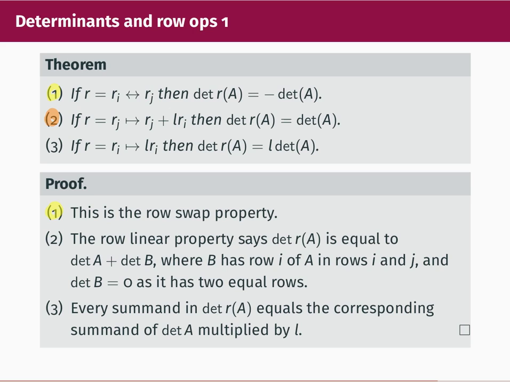Secondly, if you add a multiple of row i to row j, so L times row i to row j, then the determinant of R(A) is equal to the determinant of A.